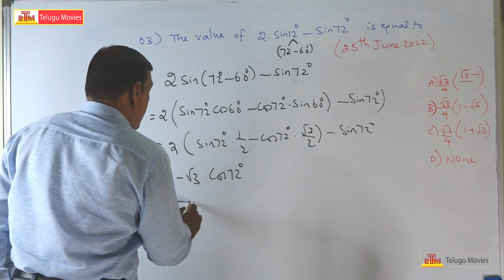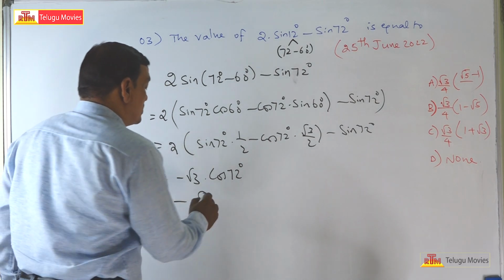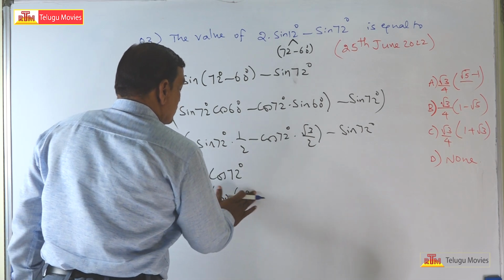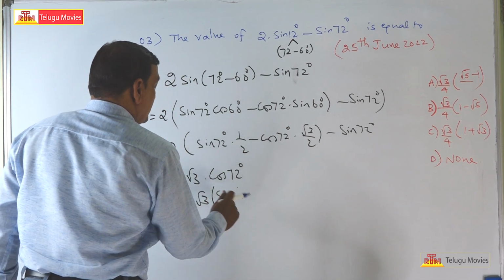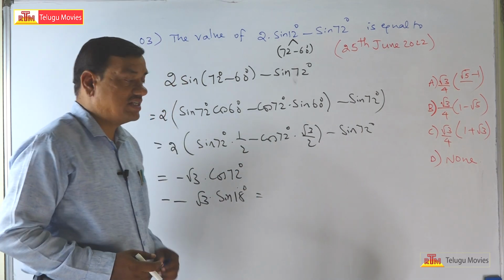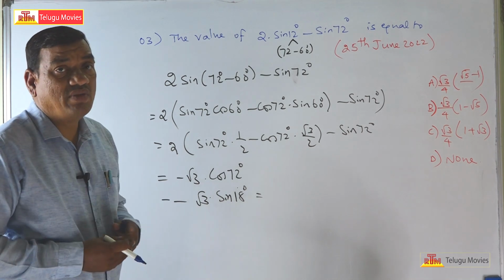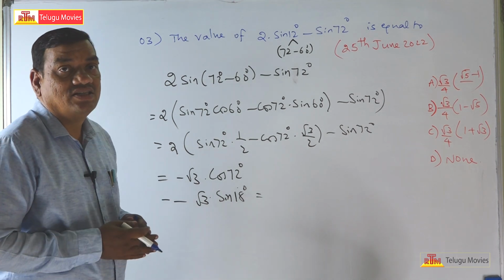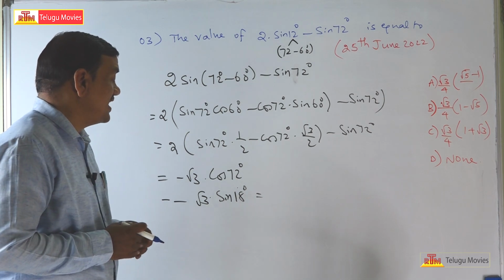So minus root 3 times cos 72 can be written as sin of 18 degrees. So cos 72 and sin 18 both are the same, since 90 minus 72 is 18, and 90 minus 18 is 72 degrees. So minus root 3 sin 18 degrees.